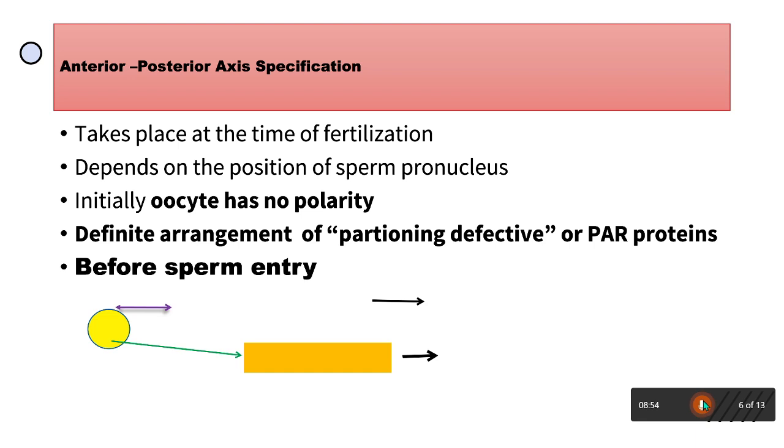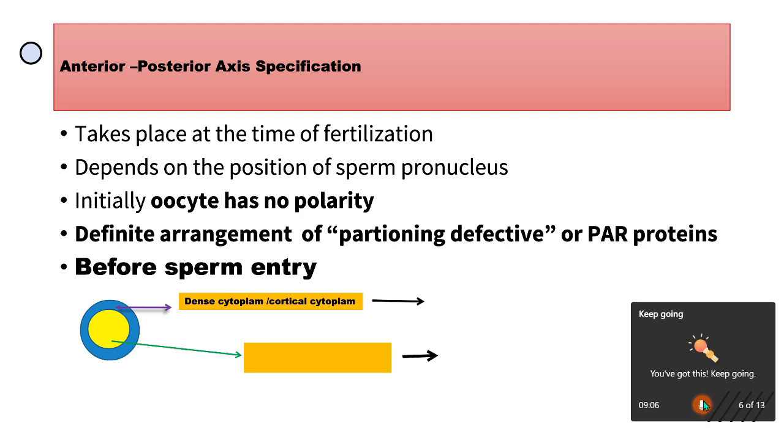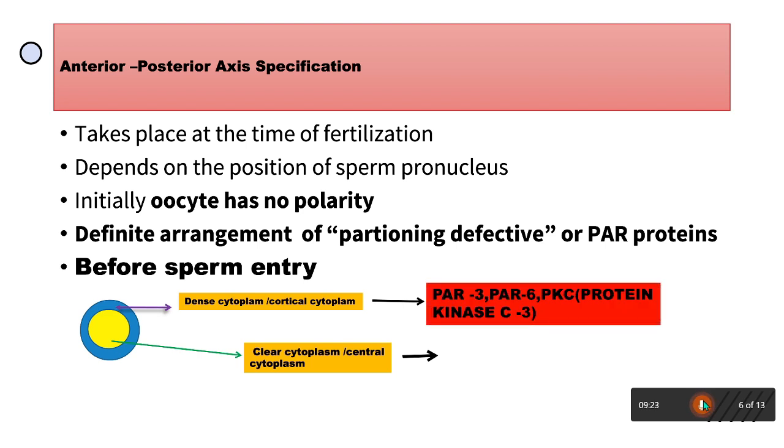Before sperm entry, look into the condition of the cytoplasm. We can see that there are two cytoplasms: dense cytoplasm or cortical cytoplasm, whose contents are indiffusible, and the clear cytoplasm or central cytoplasm, whose contents are diffusible. Now look into the contents. What are the contents? In the dense cytoplasm or cortical cytoplasm, we can see the PAR3.